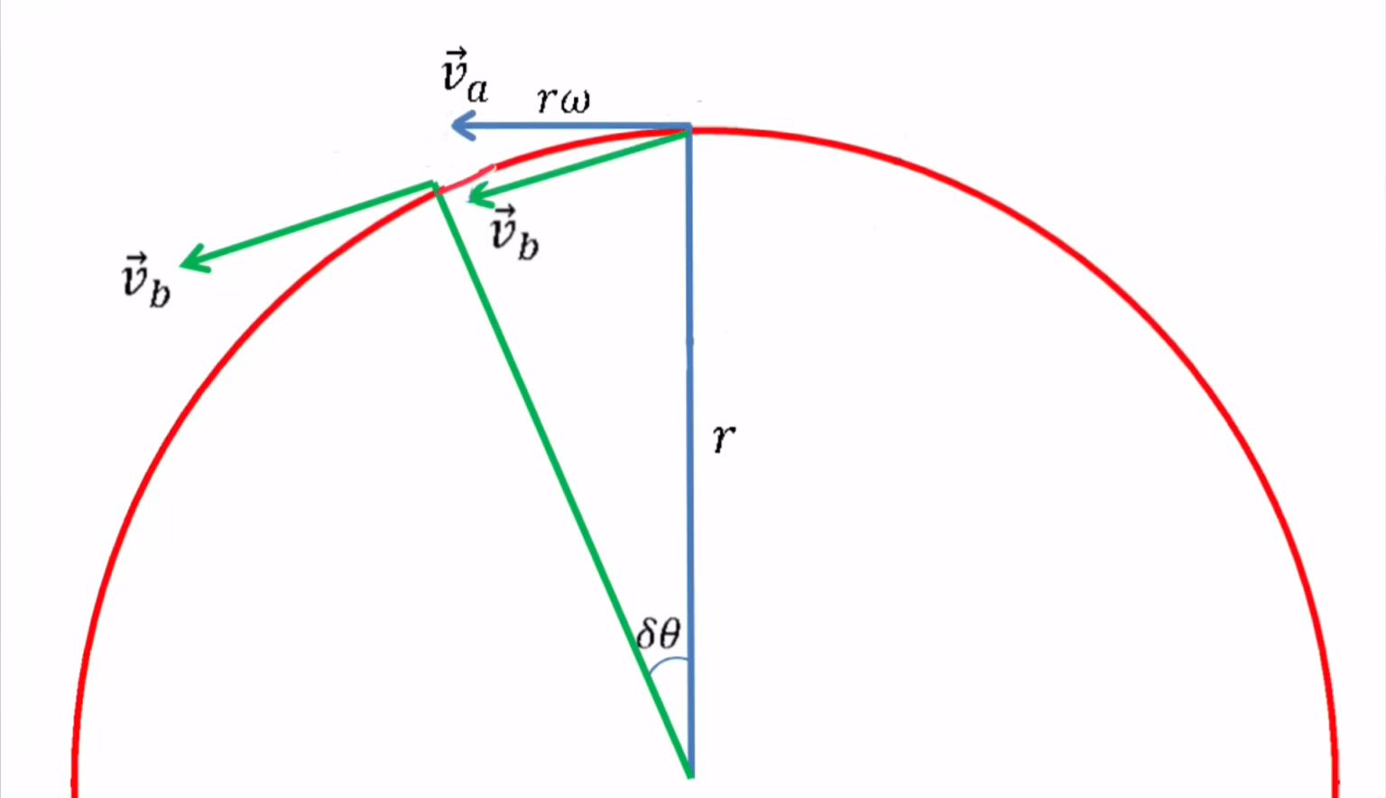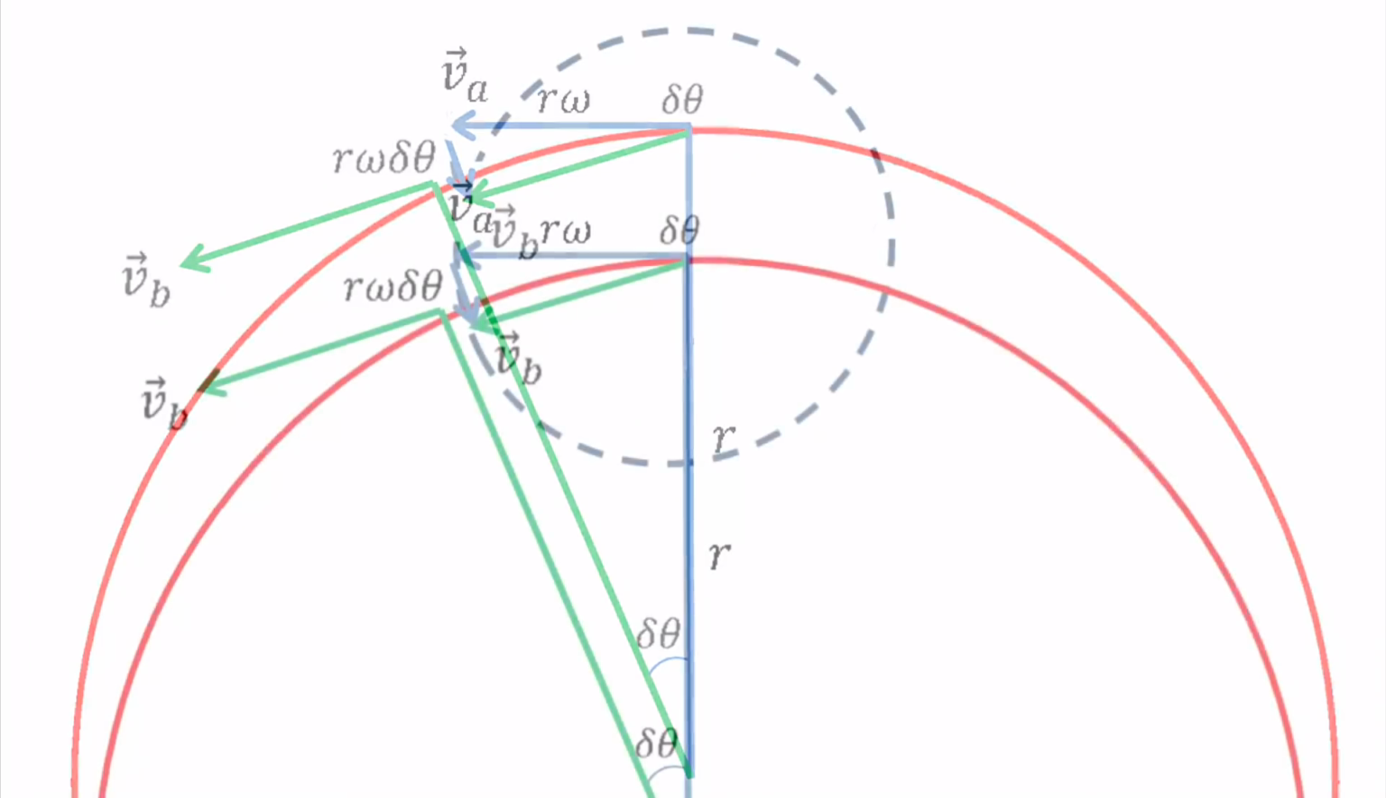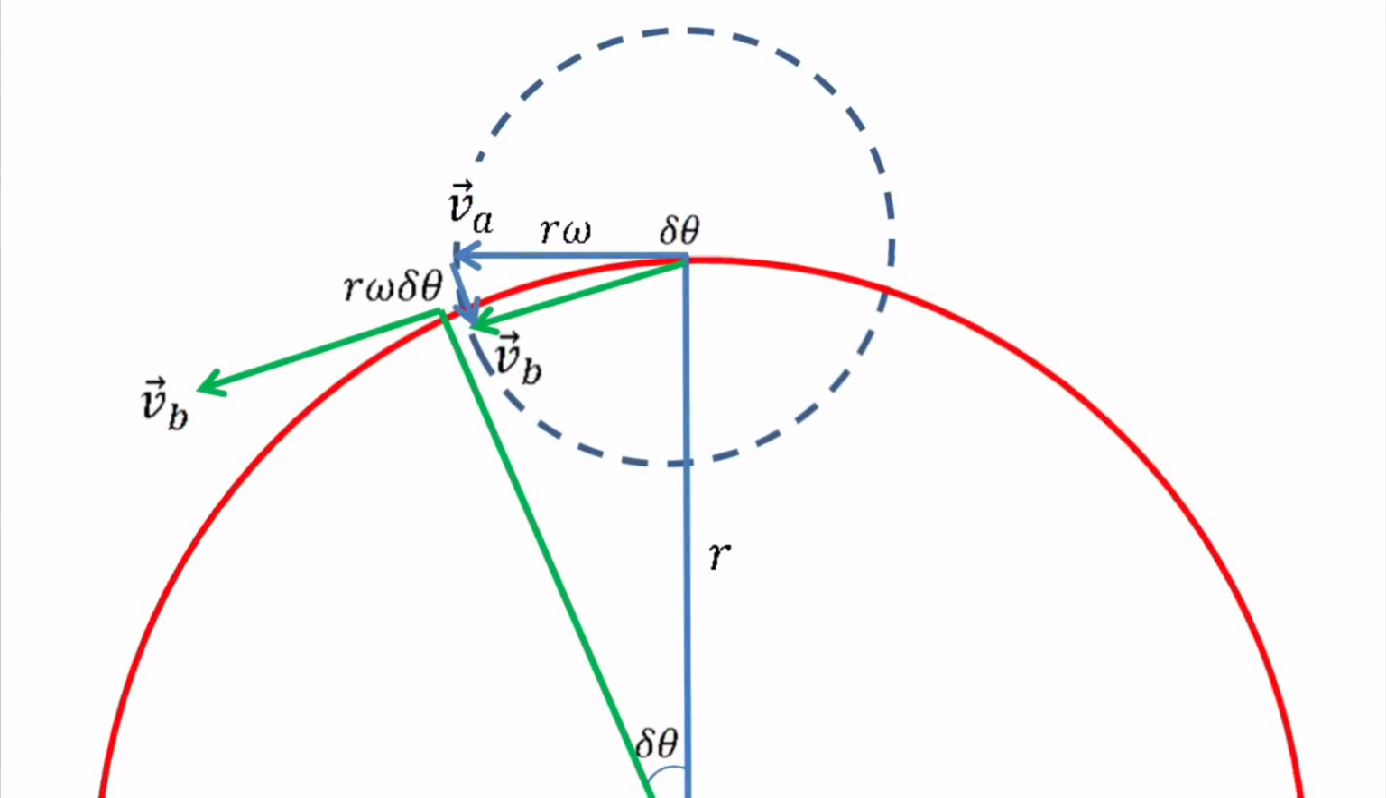Shift the vector VB to meet the vector VA such that we can calculate the difference in the two vectors. Note that the angle that the two vectors make is equal to the angle that the two radii make. Here we can draw an arrow to represent the difference between VA and VB. Since the magnitudes of VA and VB are the same, we can draw a circle using VA and VB as the radii. Now let's backtrack a bit.